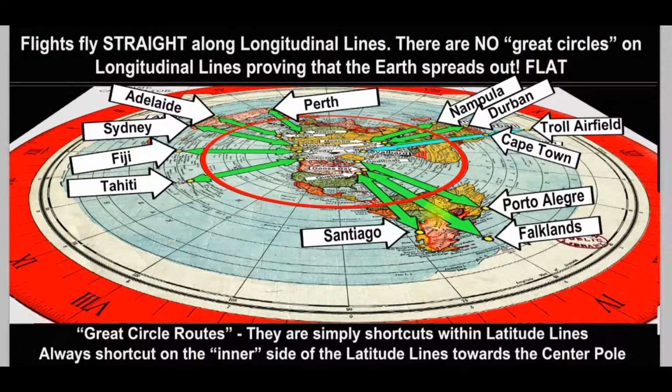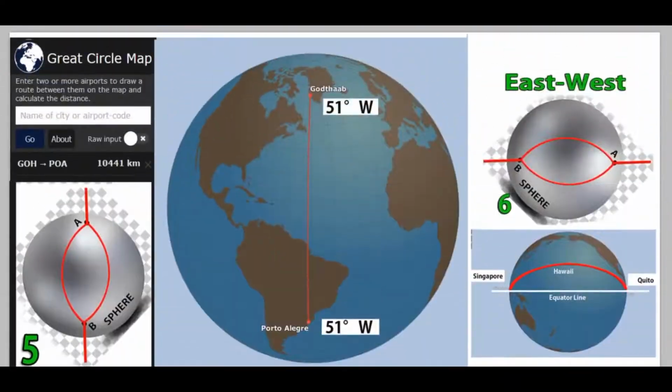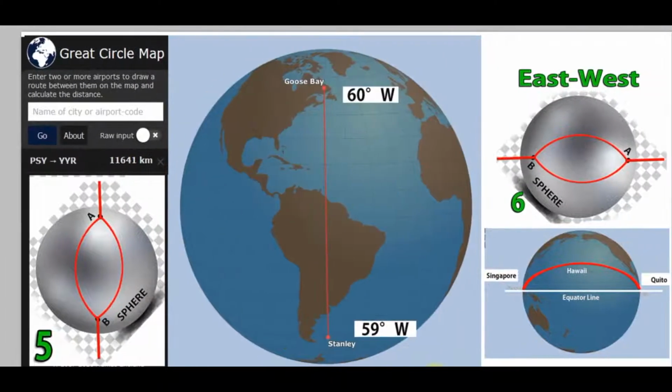The line is right here, Porto Alegre to Svalbard. But this is the flight right here, one straight line spreading out over the flat Earth. Let's move on to flight number 8. Flight number 8, Goose Bay, Canada to Stanley Airport in the Falklands. 60 degrees west, Goose Bay, 59 west, Stanley Airport in the Falklands. One straight line from point A to point B.